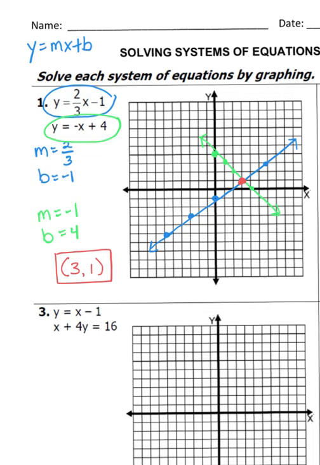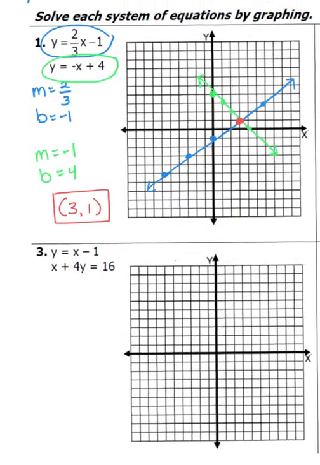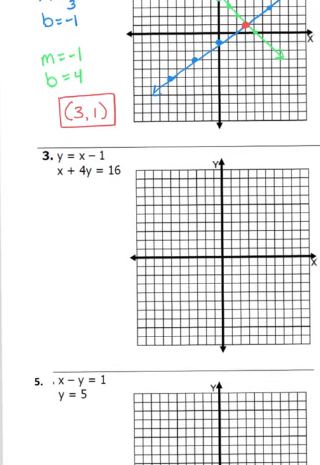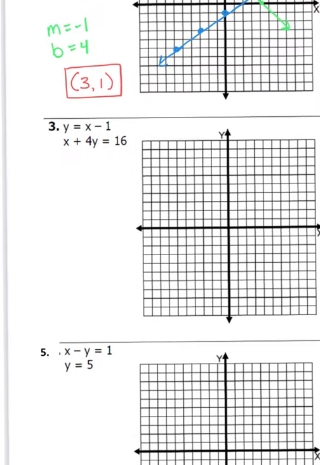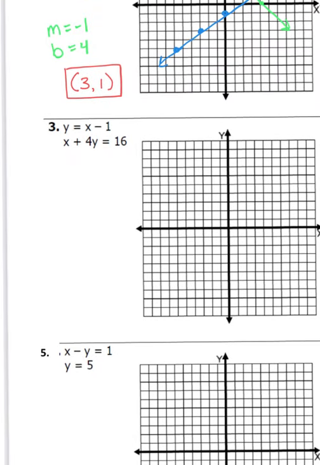Okay, so let's go to number 3. Again, I need to make sure my equations are in y equals mx plus b form. Okay, my first one is right here, y equals x minus 1. My slope is 1. My y-intercept is -1. Okay, now my second equation is not in y equals mx plus b form, this guy right here. So I'm going to rewrite him.